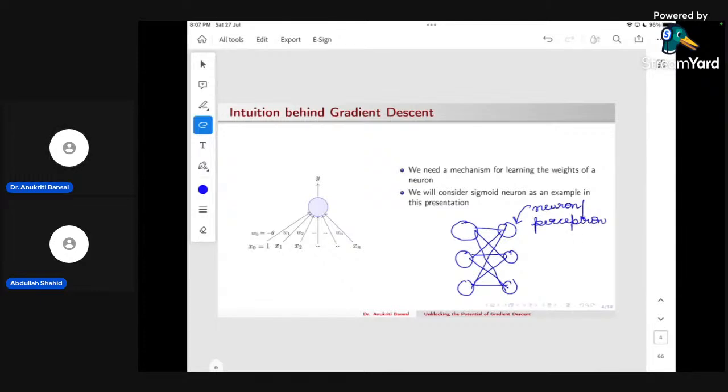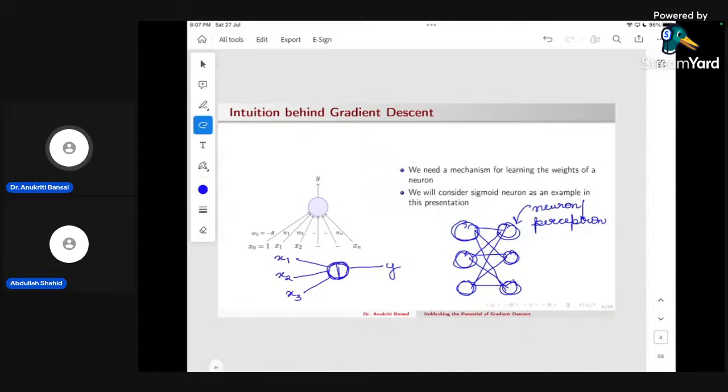All these units, all these neurons, work in a similar fashion. If I talk about the very fundamental part, I can divide this neuron into two components. This is suppose the input, this is my output, and this is my neuron.